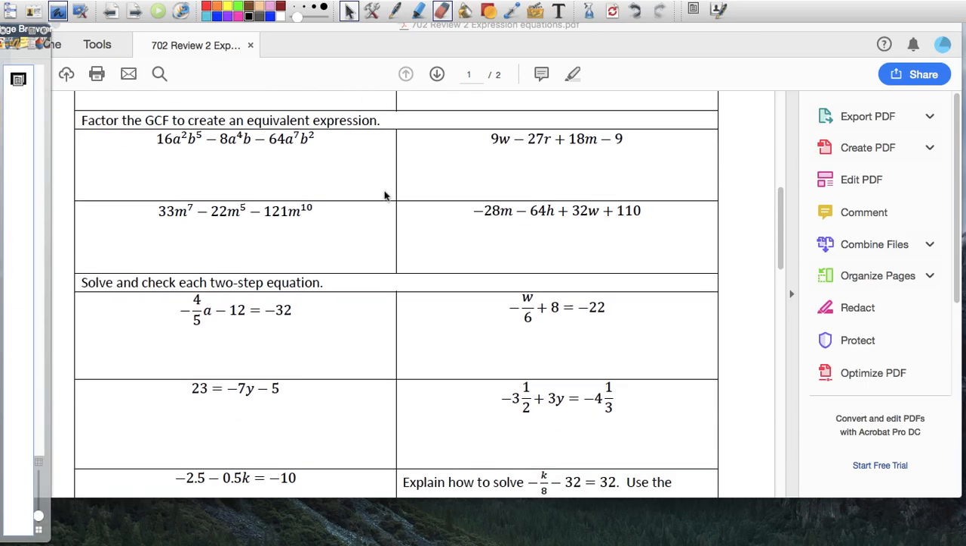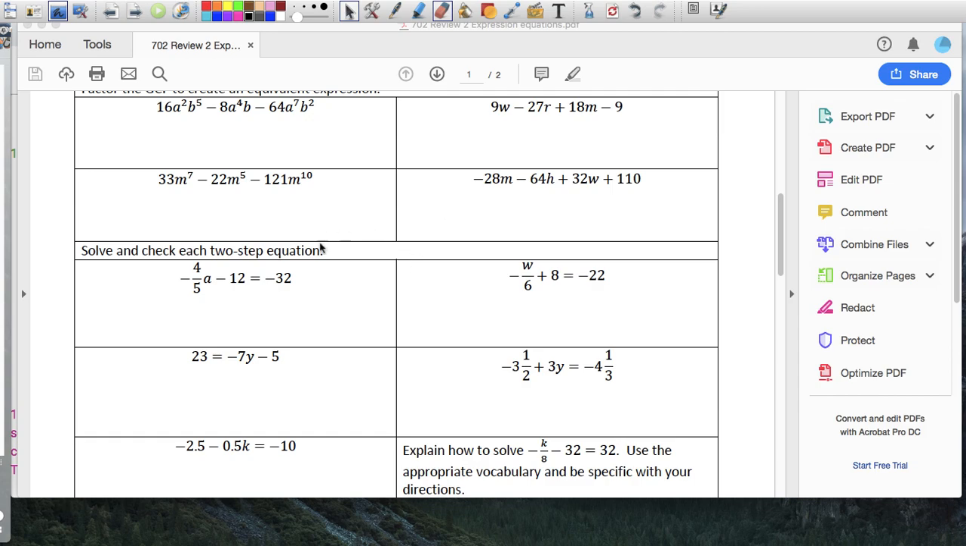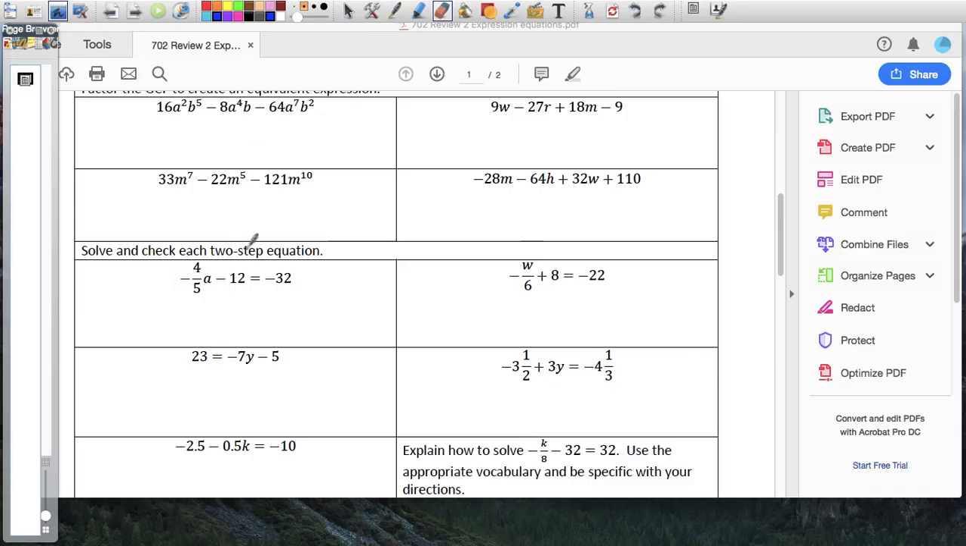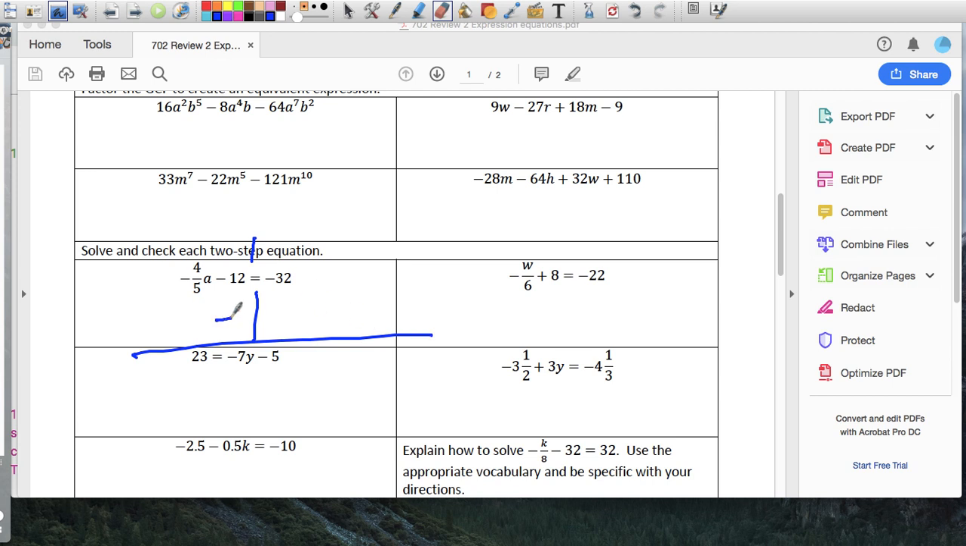Solve each in 2 steps. Let's just pick this one. So draw a line. First thing is plus 12, plus 12. These 12 become 0. I bring down the negative 4/5 a equals, and negative 32 plus 12, there are more negatives, so I'm going to get negative 20.